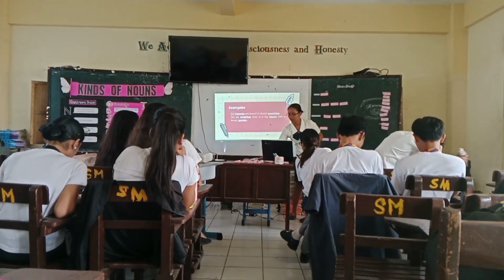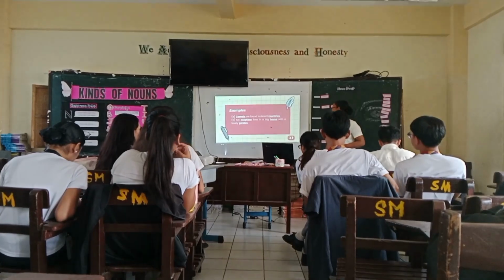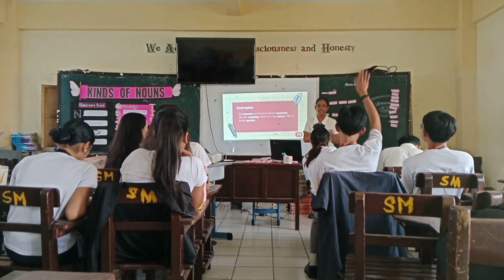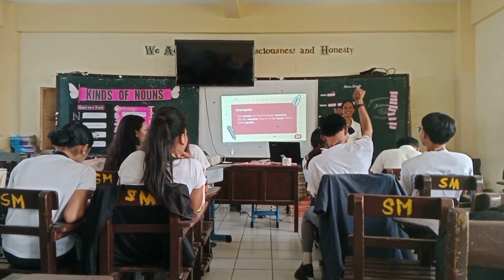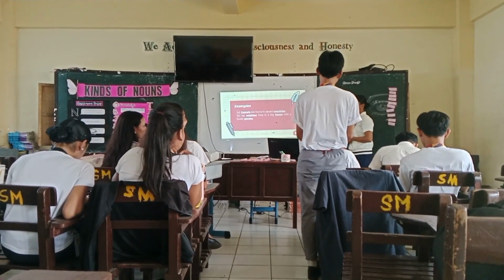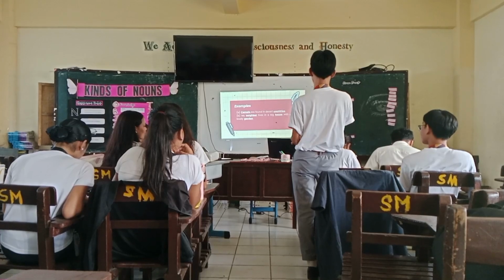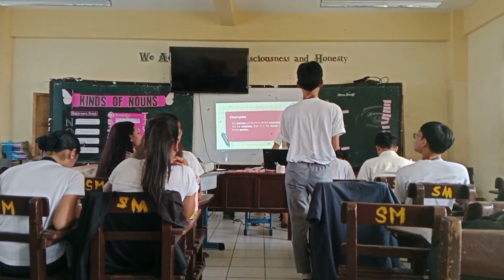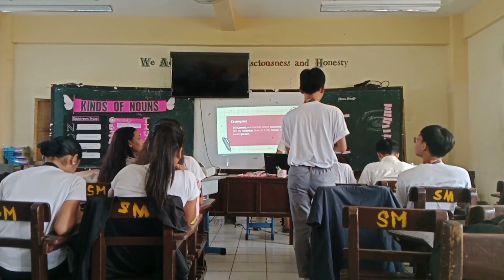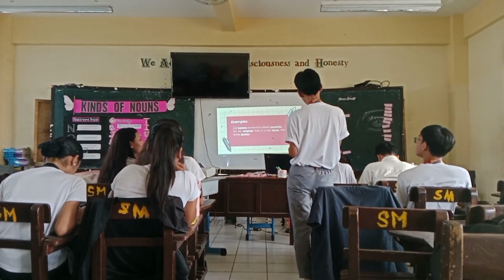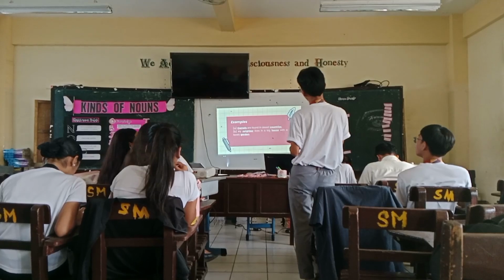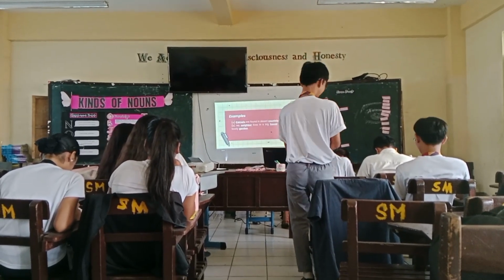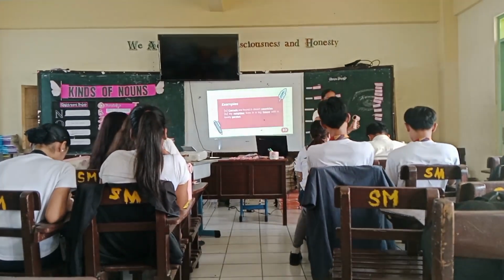Yes. Okay. Now, let's discuss proper and common nouns. What is the difference between a proper noun and a common noun? And can you give an example of each one? Yes, Bill? A proper noun is a specific name of a person or place, for example, Jollibee or Maria. While a common noun is a general name, for example, a restaurant or a delivery. Yes, that's correct.